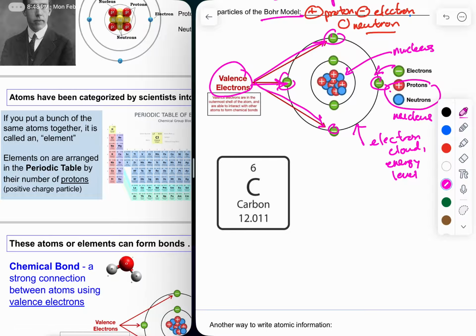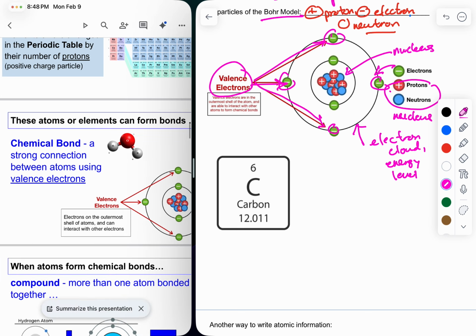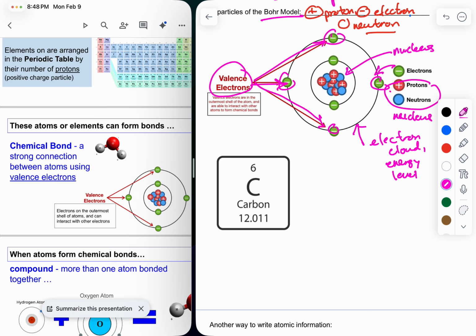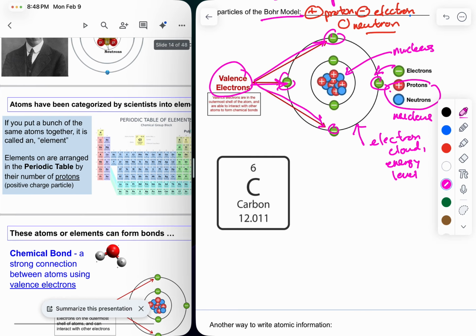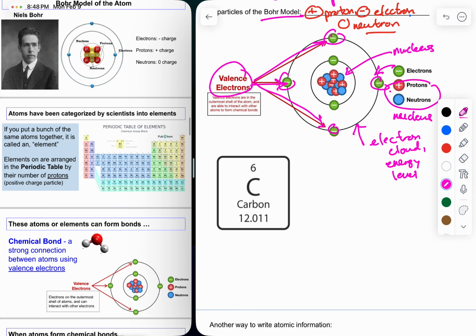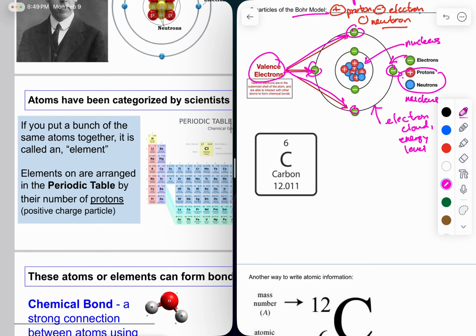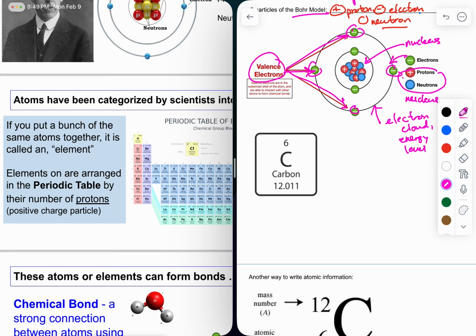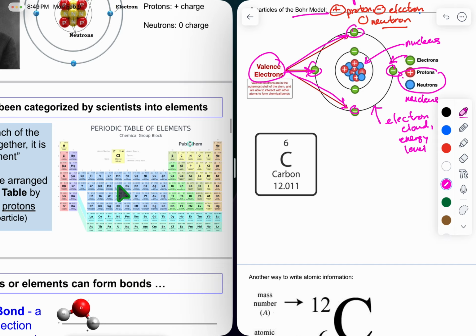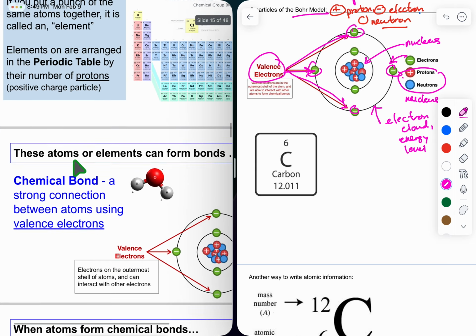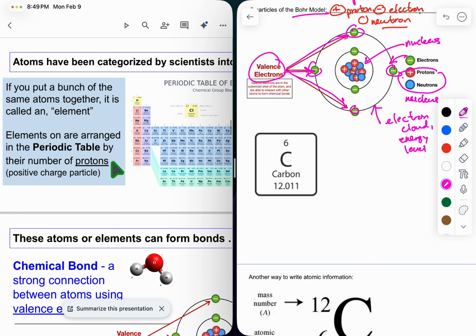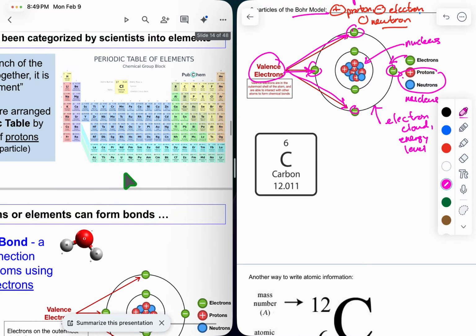Now, why am I talking about valence electrons? Well, when chemicals form bonds, they use valence electrons. And you might know the definition of elements already, but essentially, if you put a bunch of these same atoms together, it is then called an element. And of course, scientists have put them on a periodic table. Elements are arranged in the periodic table by their number of protons, as well as their characteristics. You guys have seen the periodic table before.